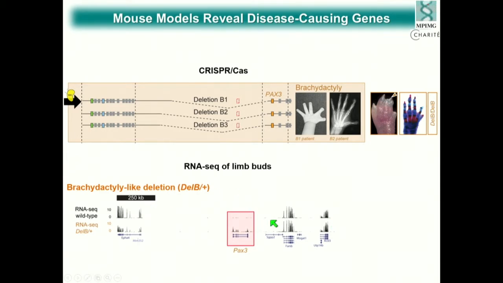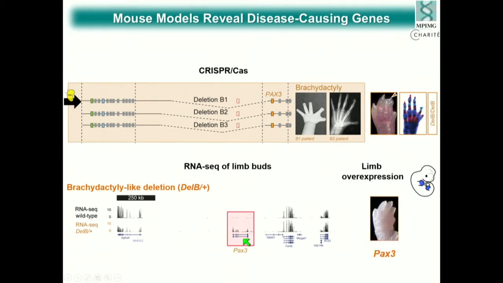But in the mutant, this gene, PAX3, that is here in the middle, is the only gene, the locus, that gets overexpressed in a very specific manner. And if you take just this gene, PAX3, and you overexpress it in transgenic embryos, you obtain again the same effect. So first, we could see here which gene is responsible for the congenital defect.